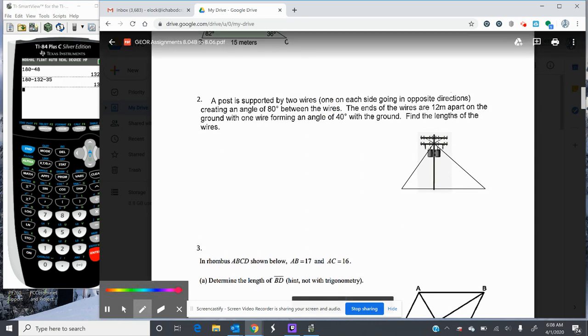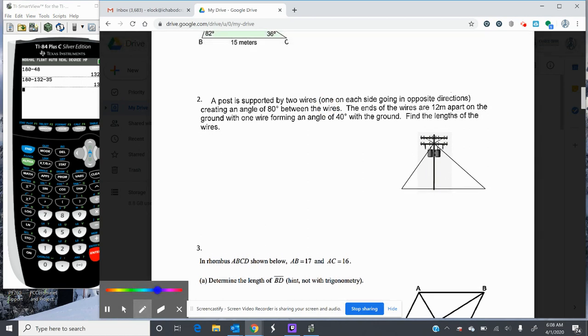Exercise 2, I'll help read with you. A post is supported by 2 wires. So here we have this telephone tower supported by 2 wires down to the ground, one on each side going in opposite directions, creating an 80-degree angle between the wires. So again, this is a wire here connected to the ground and another wire, and the angle between them is 80 degrees. So that's the whole angle formed between those 2 wires.